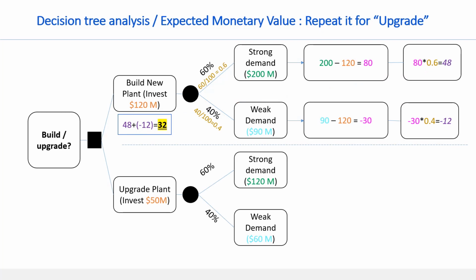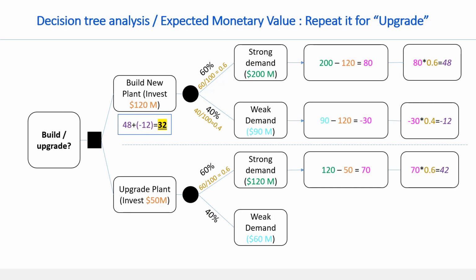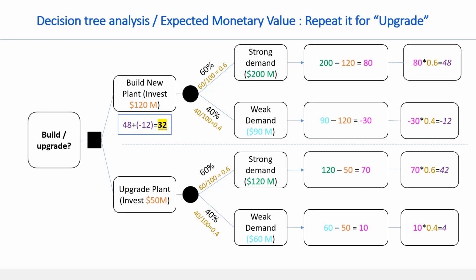Let's do the same calculation for upgrading the plant. During strong demand, the profit will be 120 minus 50, which is 70. 60% is the probability and it gets converted into 0.6 as decimal. Using that, let's find out the event value. 70 multiplied by 0.6 is 42. Let's do the same calculation for weak demand. In this case, 60 minus 50, which is 10. The probability is 0.4. The final event value is 4. Let's combine the event values: 42 plus 4, which is 46.